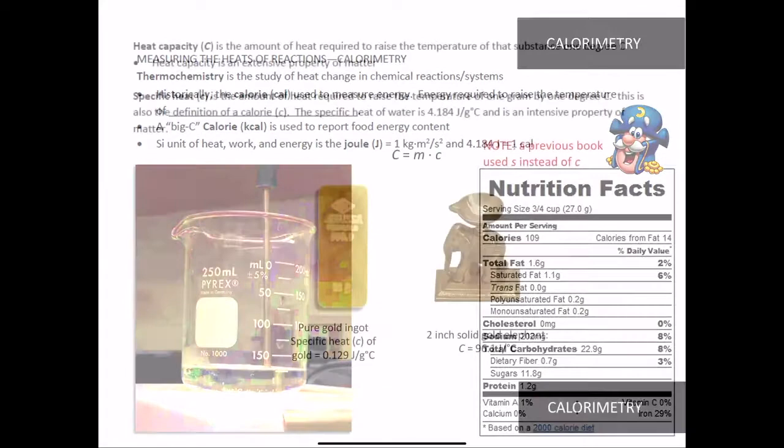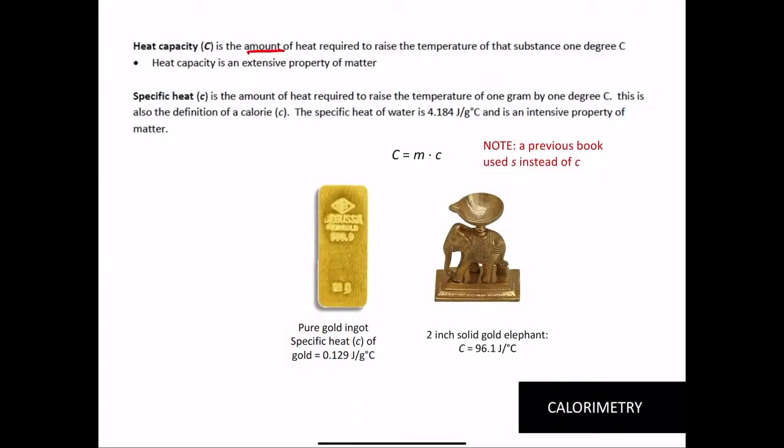All right, some definitions. Heat capacity is the amount of heat required to raise the temperature of a substance 1 degree Celsius. And it can be anything. So heat capacity is an extensive property of matter, so it depends on the amount of stuff.